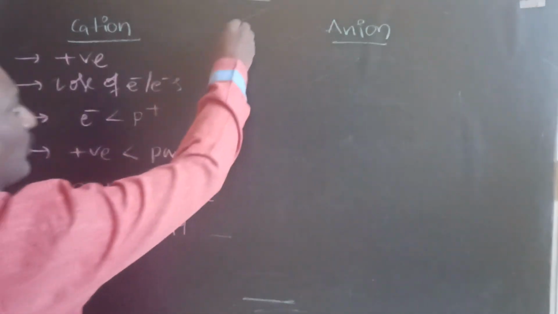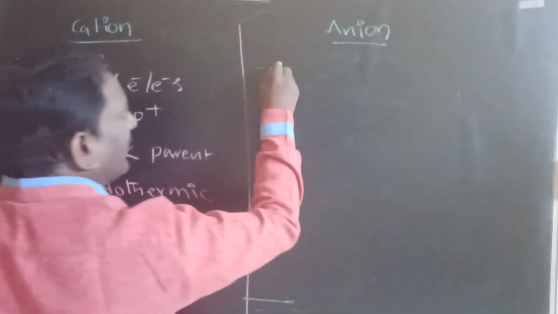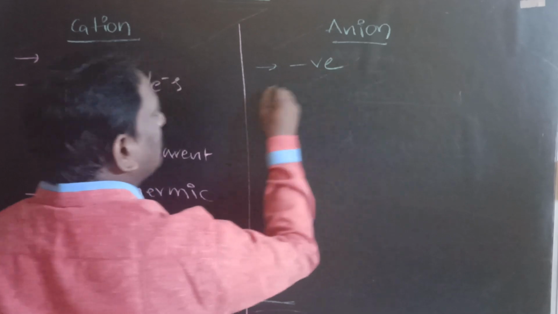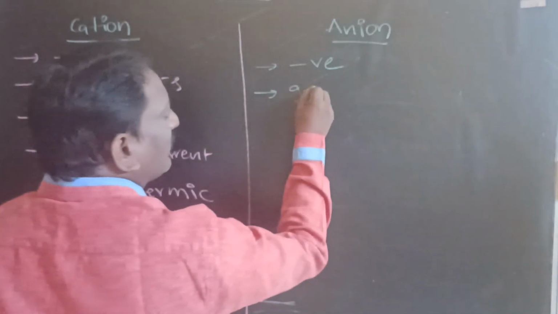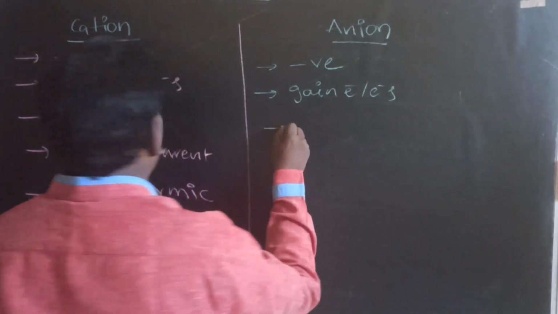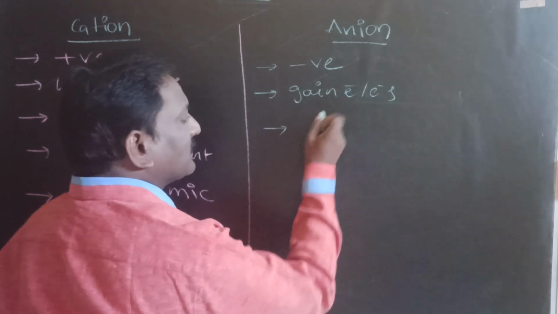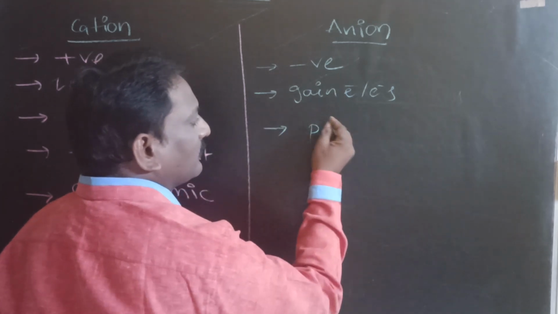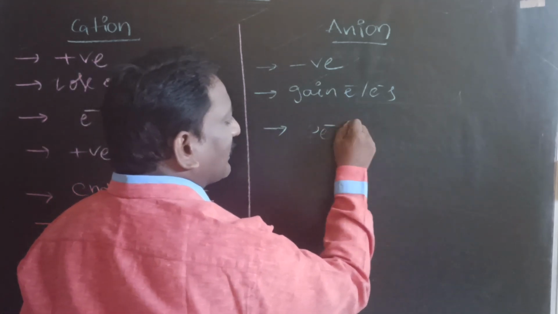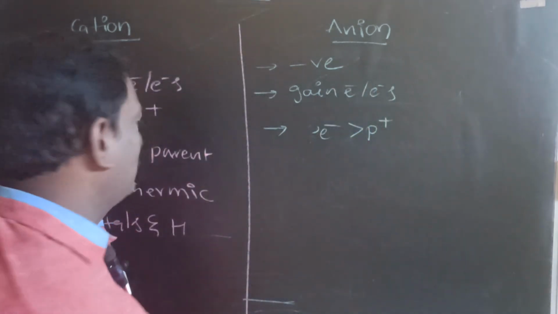Next one. What is meant by an anion? Anions are negatively charged particles formed by the gain of electrons. In case of an anion, the number of electrons is greater than the number of protons because gaining of electrons is taking place.